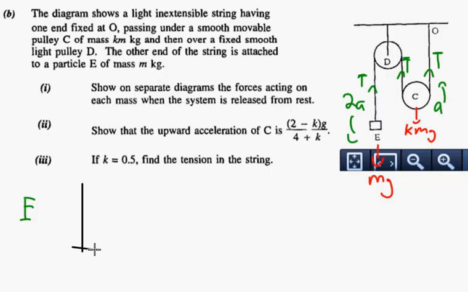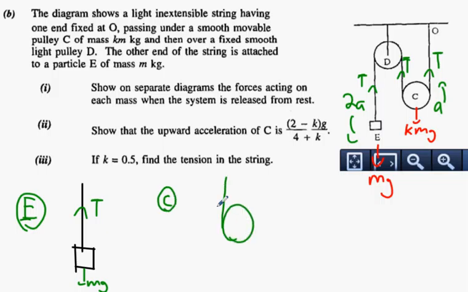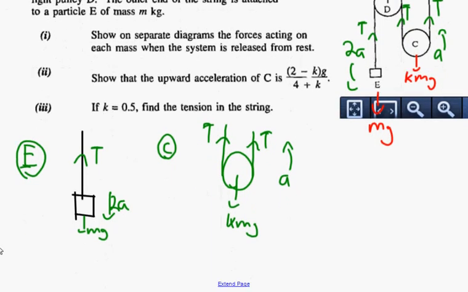So particle E, guys, what's going up and what's going down? Mg going downwards and T going upwards. That's particle E. What about particle C? I'm saying 2A going downwards for E, and for this one, kMg, T, T, and then A goes up there. Are we happy with that? And that's our system. Now, what do we do next?